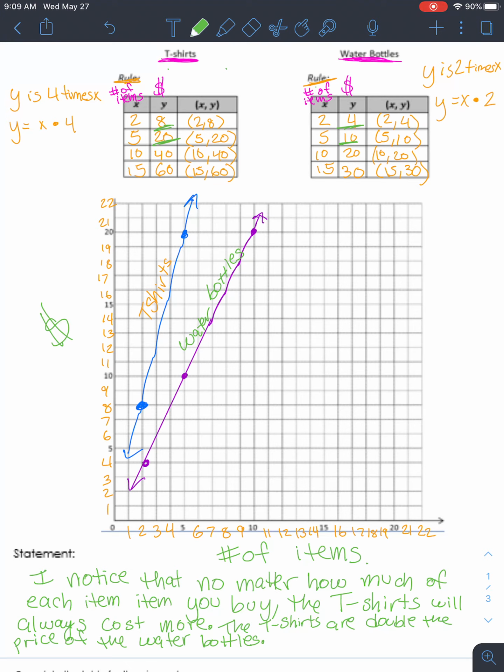And you can even give an example. For example, when you were buying 2 t-shirts versus the 2 water bottles, you spent $8 for the t-shirts and you spent $4 for the water bottles. So you spent twice as much for the t-shirts.